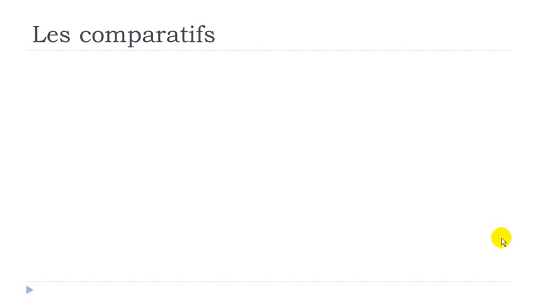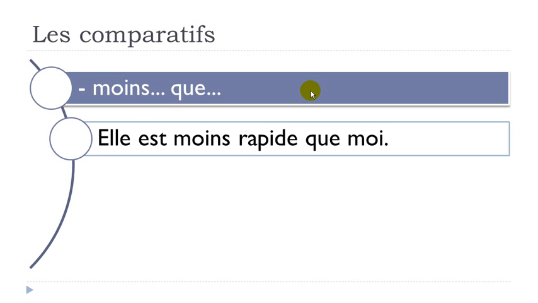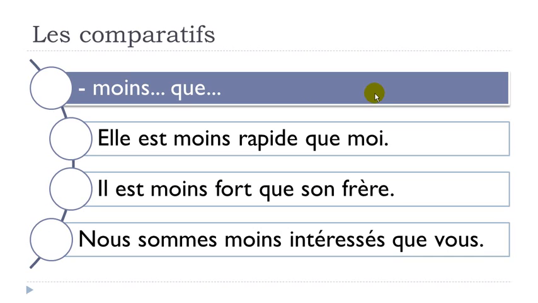And then, moins, same thing here. Remember, we don't pronounce the final S. Then you put the adjective, que, than, and the rest of the sentence. Elle est moins rapide que moi. Il est moins fort que son frère. Nous sommes moins intéressés que vous. One more time. Elle est moins rapide que moi. Il est moins fort que son frère. Nous sommes moins intéressés que vous.